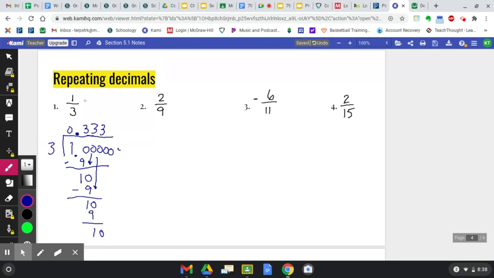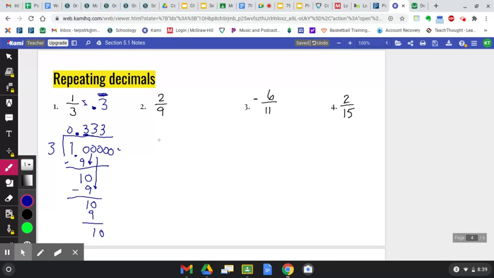So the repeating decimal, remember, write it in bar notation. That 3 is called the period, because that's the repeating value. It just keeps going and going, and if you type it in your calculator, that's what you'll see.